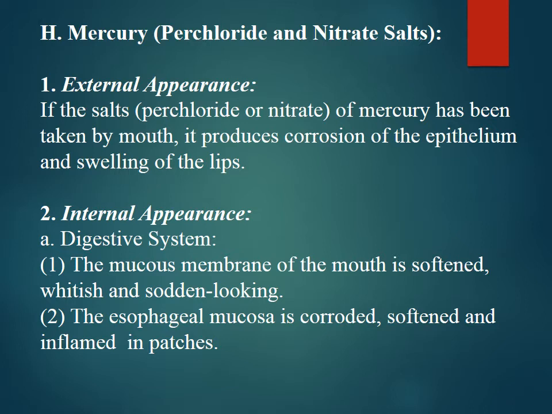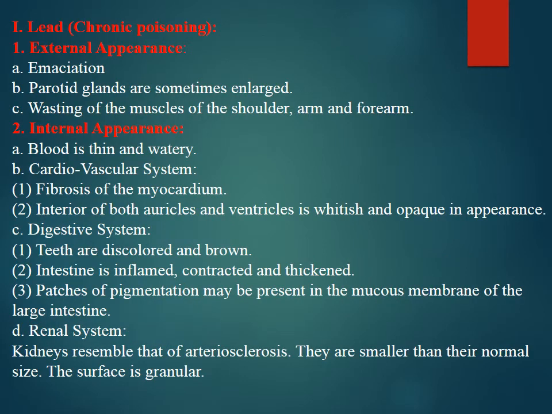The esophageal mucosa is corroded, softened, and inflamed in patches. If you are the medico-legal investigator, you should take note of the signs of this type of poison. Next, lead in chronic poisoning. External appearance: emaciation. Parotid glands are sometimes enlarged. Wasting of the muscles of the shoulder, arm, and forearm. Internal appearance: blood is thin and watery. Cardiovascular system: fibrosis of the myocardium. The interior of both atria and ventricles is whitish and opaque in appearance.